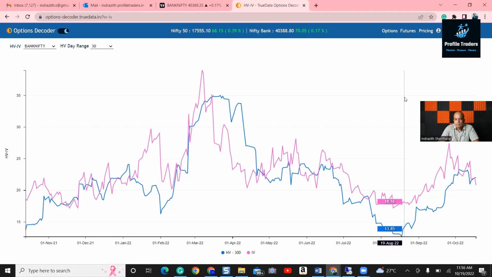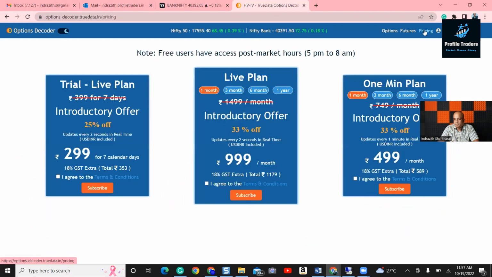HVIV, again I'm not sure. So here it comes to the pricing part. They have 3 plans actually: trial, live plan, and this plan. And I think that's it about Options Decoder.